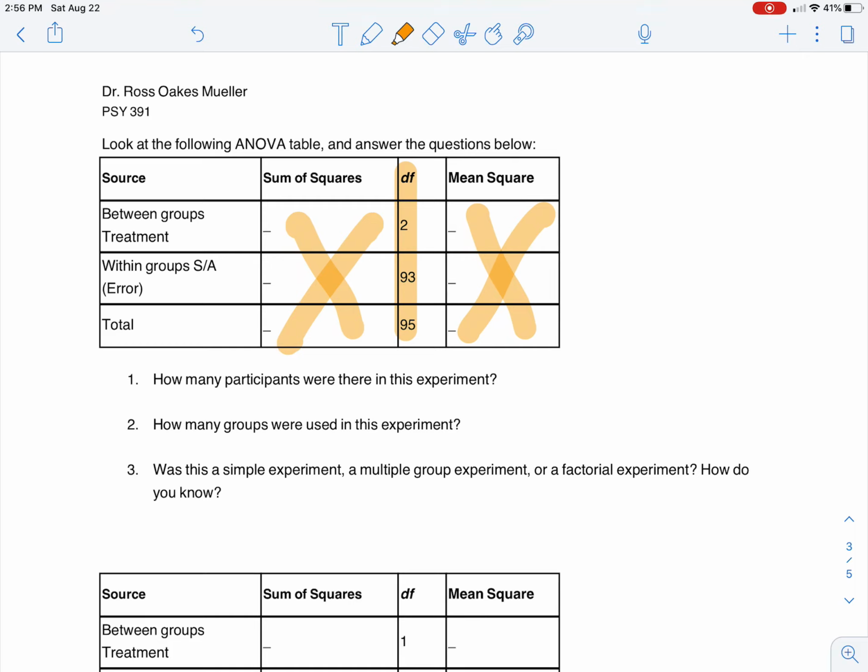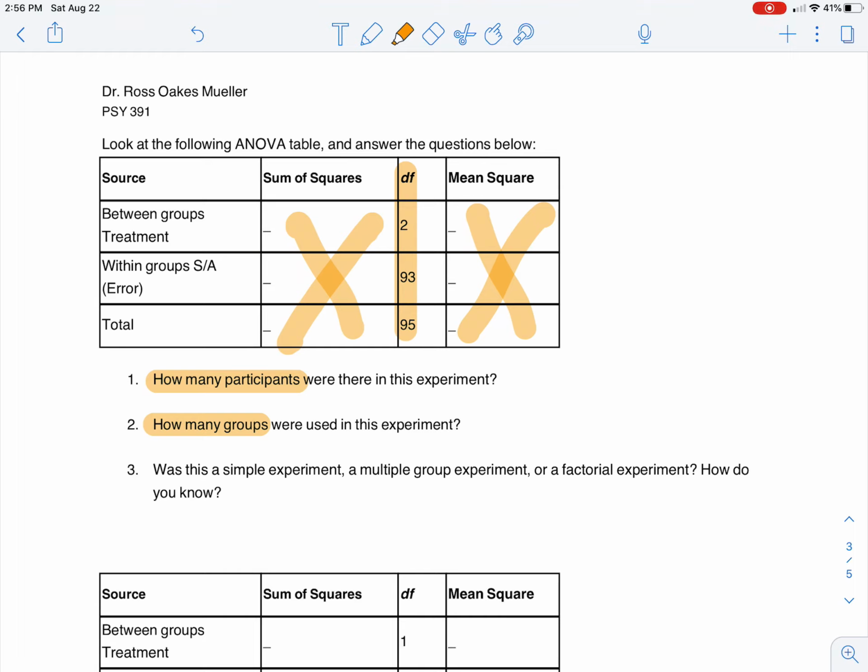And using those degrees of freedom, I want you to first tell me how many participants were there in this experiment. Okay, you want to think about what degrees of freedom do I use for that, and how can I work from these degrees of freedom back to the number of participants. How many groups were there in this experiment?